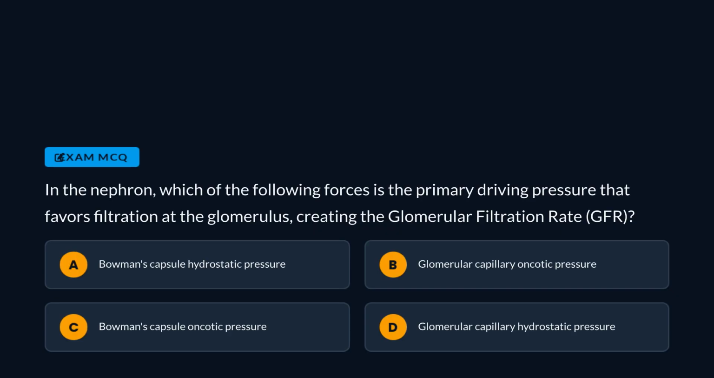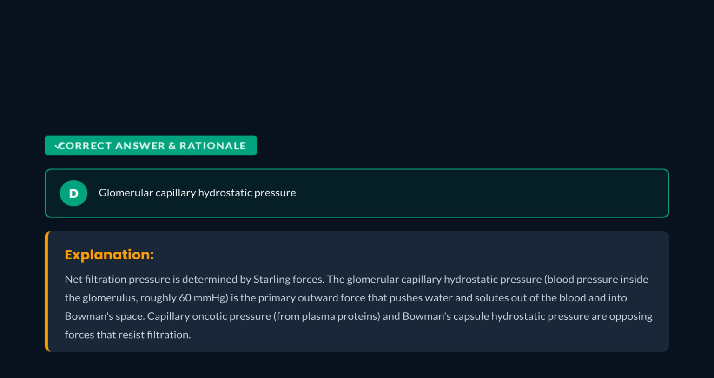In the nephron, which force is the primary driving pressure that favors filtration at the glomerulus, creating the glomerular filtration rate, GFR? The driving force is the glomerular capillary hydrostatic pressure, which is the blood pressure inside the glomerulus. It pushes water and solutes out of the blood and into Bowman's capsule.